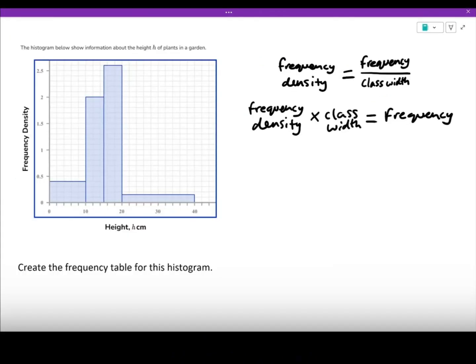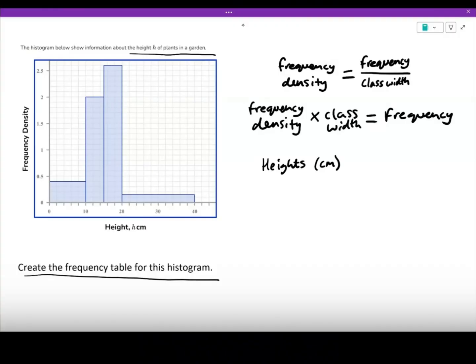So we've got our histogram here, which is about the height of some plants in a garden. And what we need to do is create the frequency table for this histogram. So I need to set up my table. Okay, so first I'm going to write my heights. I'm just going to state my unit, which is centimeters. And now let's write out our classes.